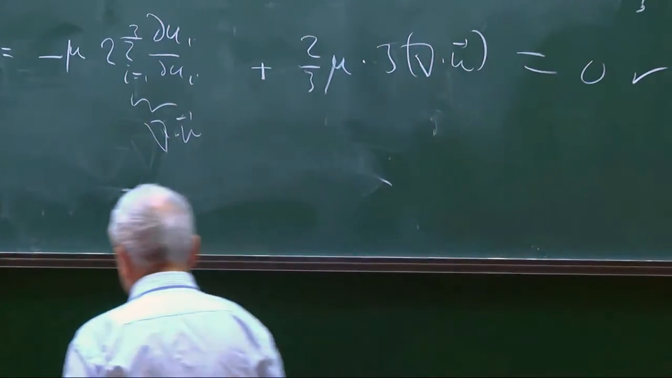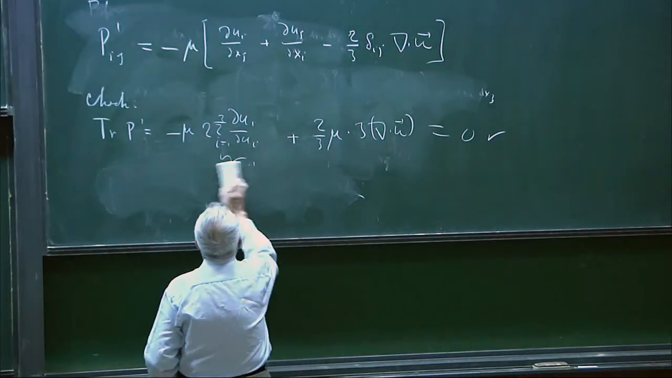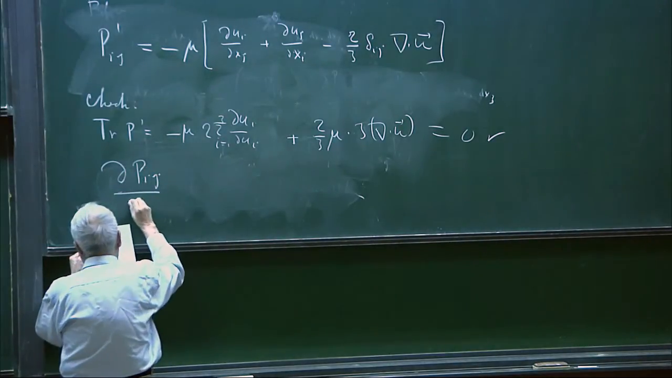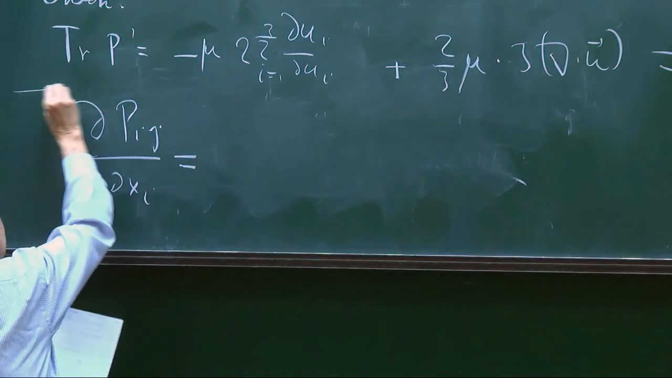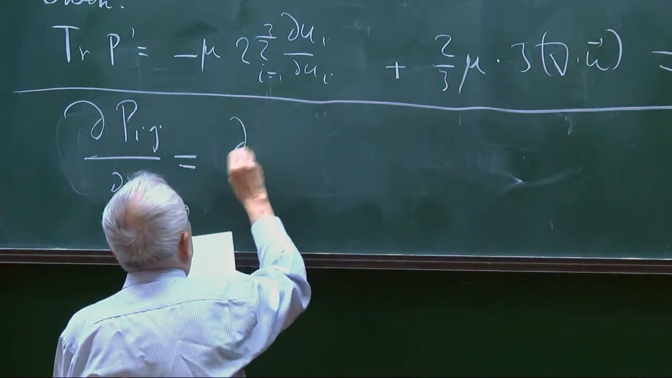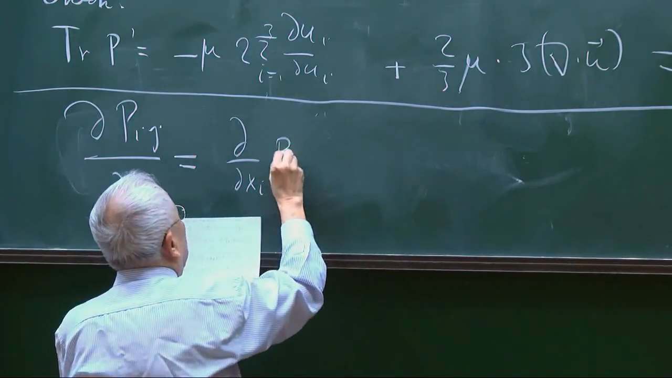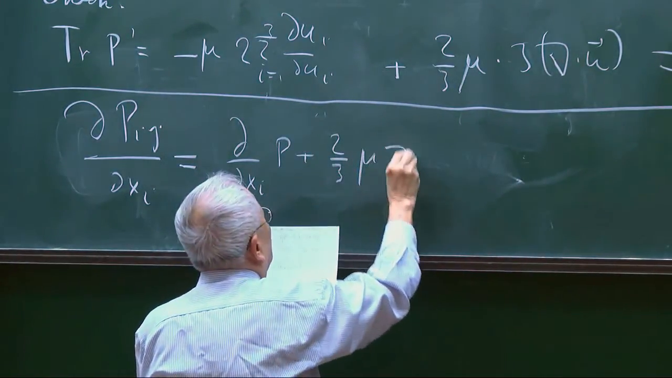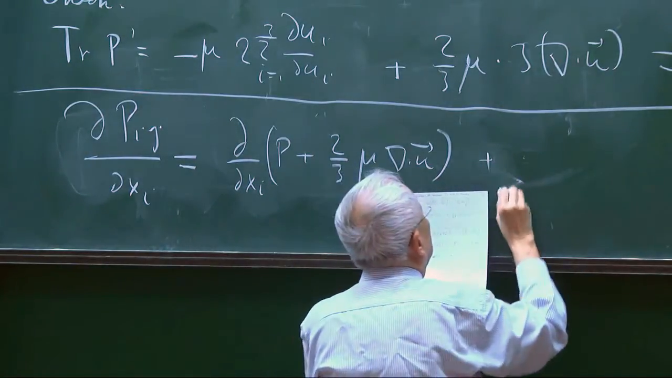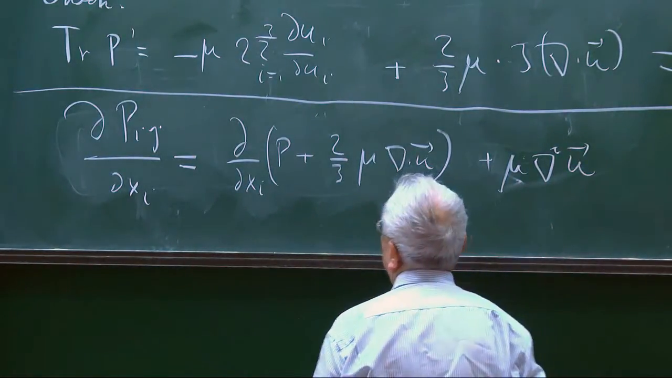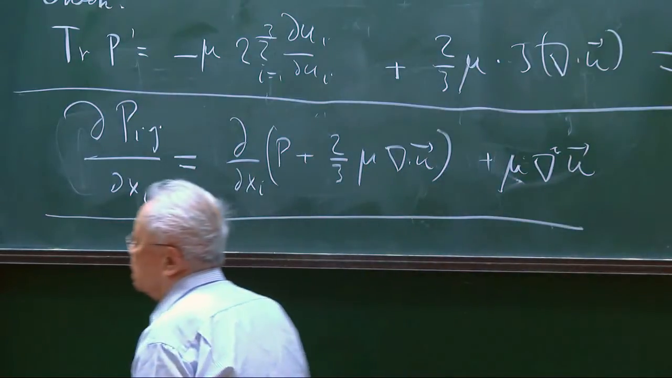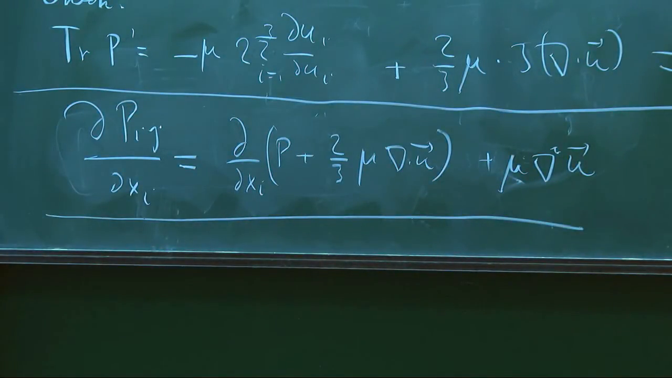But in the Navier-Stokes equation, we need the gradient of the pressure tensor. So we need dP_ij/dx_i. And that is equal to d/dx_i times p plus 2/3 mu divergence of u. This term takes us from the diagonal elements, plus mu Laplacian of u. And now we plug this into the previous equation, and you get the Navier-Stokes equation.